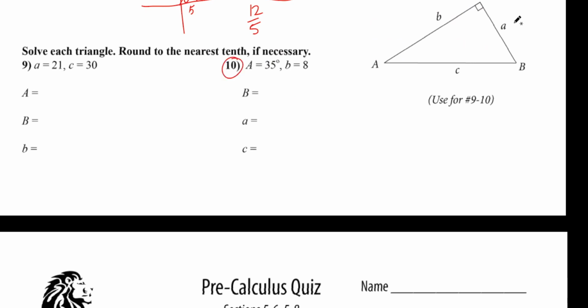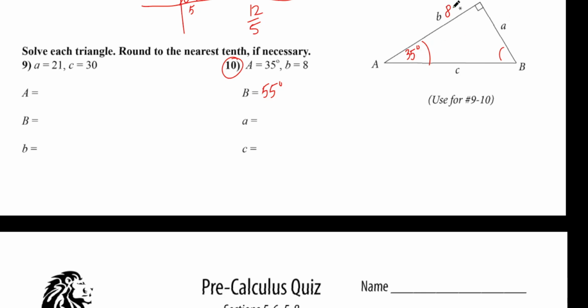Okay. So here's our triangle right there. Angle A is 35 degrees. Put it right there. And then side B is 8. So that's 8, and we've got to find everything else. Well, angle B is super easy. How do you do that? 90 minus 35, which is 55. That's not the problem. A and C are the problems, right? So let's do A first.